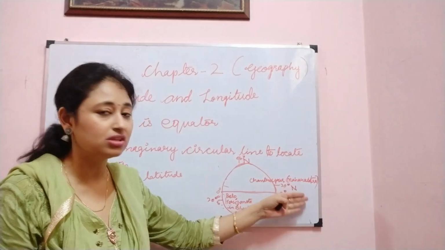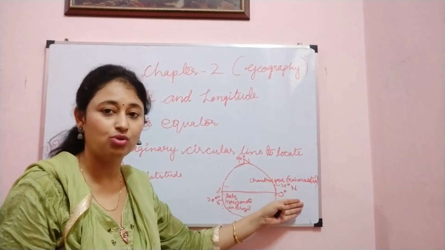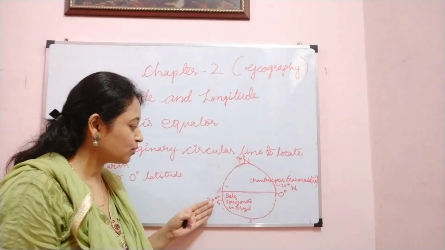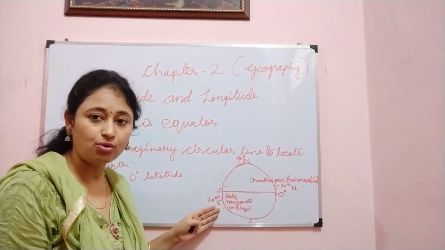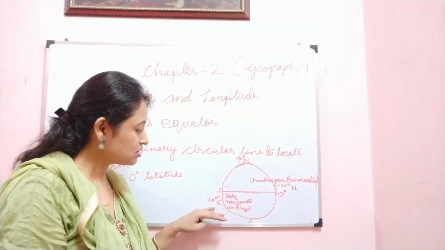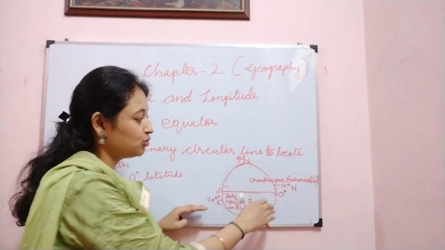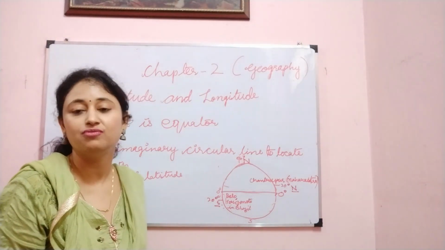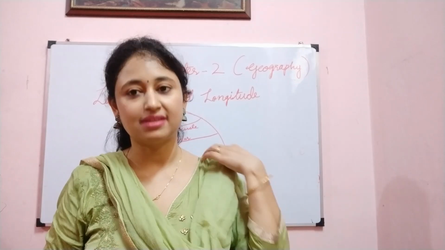India is located in the northern hemisphere, so we write 20 degrees north, northern latitude, and Belo Horizonte is 20 degrees south latitude. So this is how we have to mention the letter N or S, otherwise it's going to create a big problem of confusion. So now we will learn what latitude is.